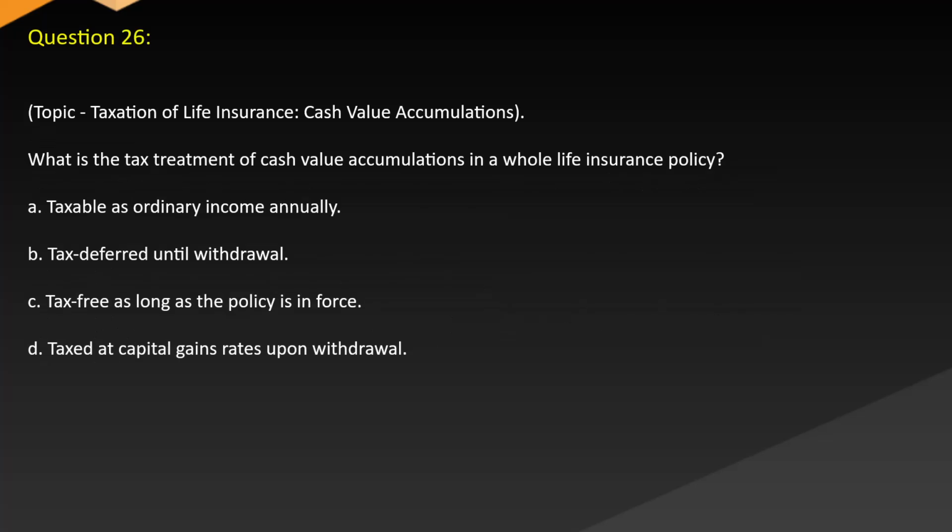Question 26. Topic: Taxation of life insurance. Cash value accumulations. What is the tax treatment of cash value accumulations in a whole life insurance policy? A. Taxable as ordinary income annually. B. Tax deferred until withdrawal. C. Tax-free as long as the policy is in force. D. Taxed at capital gains rates upon withdrawal.